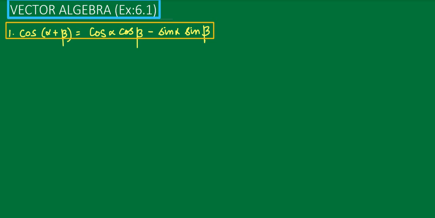Let us solve a very important question: cos(alpha + beta) = cos alpha cos beta - sin alpha sin beta by the vector method. So let us draw a diagram here.